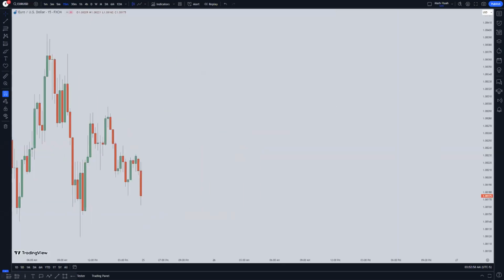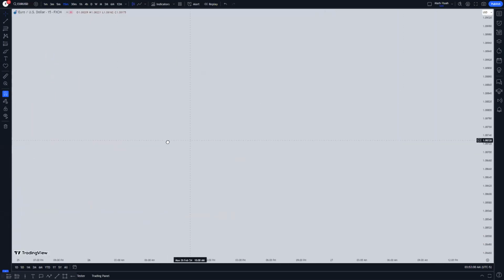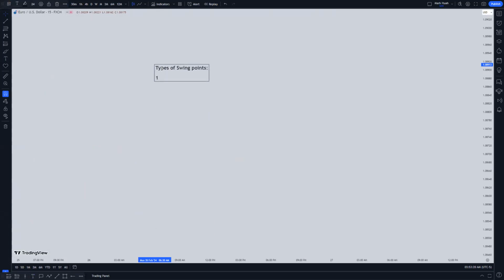I was talking about swing points. To me, we have two major swing points in the marketplace: the swing highs and the swing lows. These are technically the two major swing points in the marketplace for me.